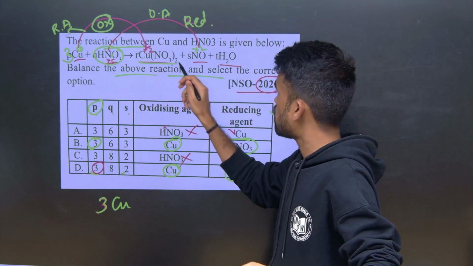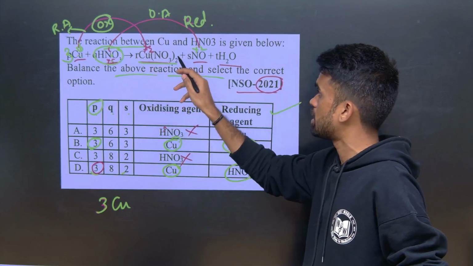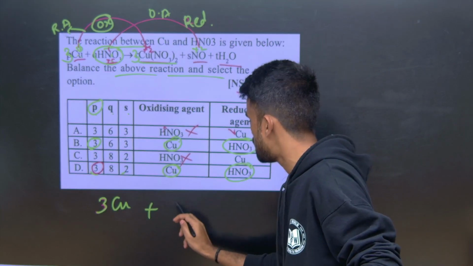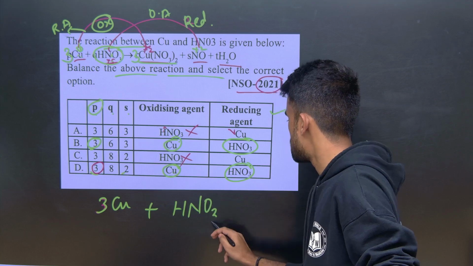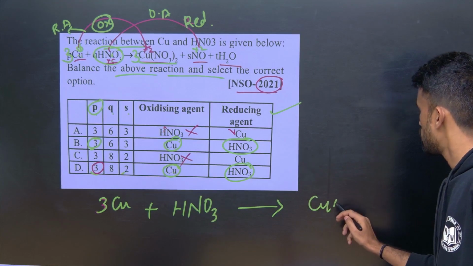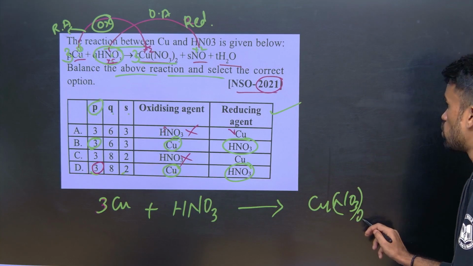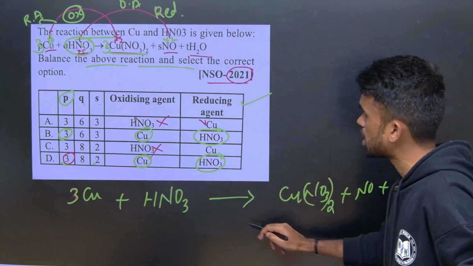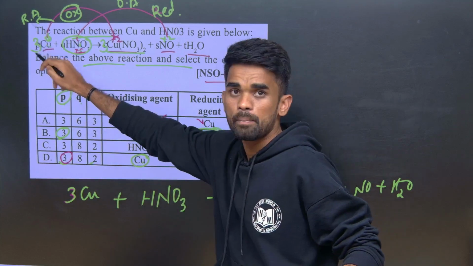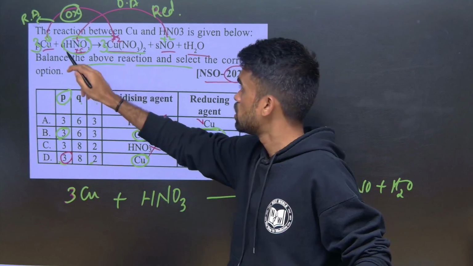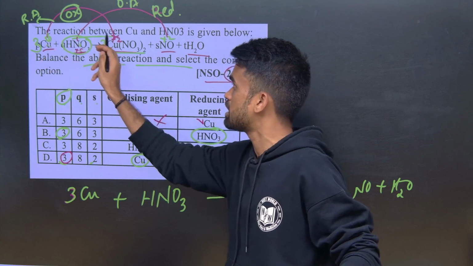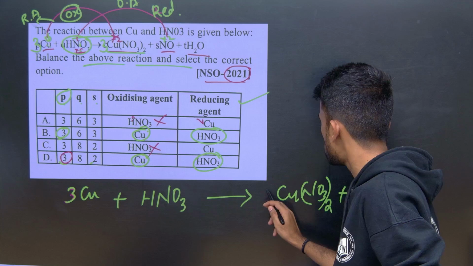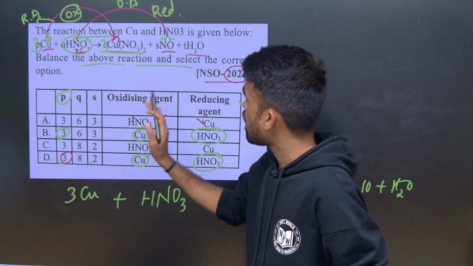Here the copper is completely converting into copper nitrate, so our R will also become 3. I hope it is clear how I am writing that, 3. So HNO3 gives Cu(NO3)2 plus NO plus H2O. No need of writing all these things, because based on the options, the 3 coppers are completely converted into copper nitrate. So copper completely converting to copper nitrate, 3, means here also 3. Therefore P is 3 as well as R is also 3. Hope it is clear.